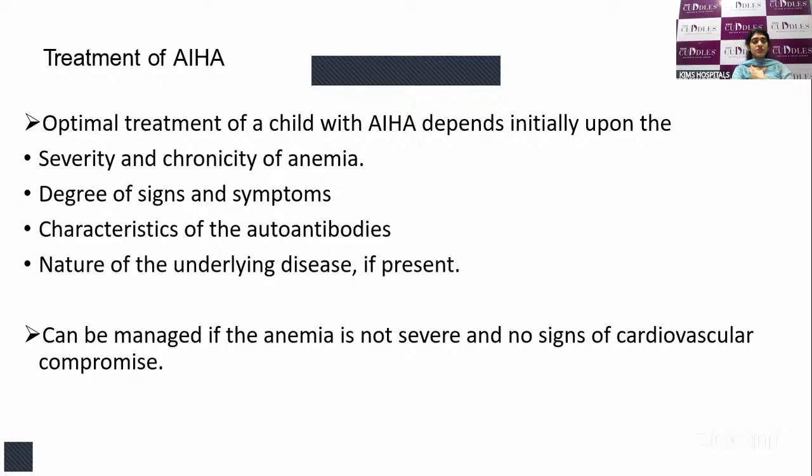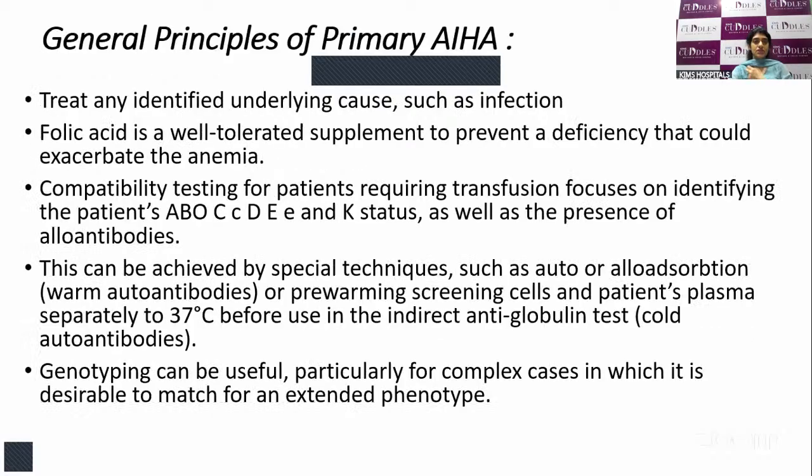That can be managed if the anemia is not severe and no signs of cardiovascular compromise are present. So the general principles of primary AIHA: first you rule out the cause, such as infection. Then you support with folic acid, to prevent deficiency that could exacerbate the anemia. Then you do compatibility testing for patients requiring transfusions, which focuses on identifying all the antigens: ABO, capital C, small c, capital D, E, small e, and K status, as well as the presence of any alloantibodies. And then you use special techniques to understand if it's warm antibodies or cold antibodies, like I discussed before. Then in very complex cases, you can send for genotyping, in which it is desirable to match for an extended phenotype.